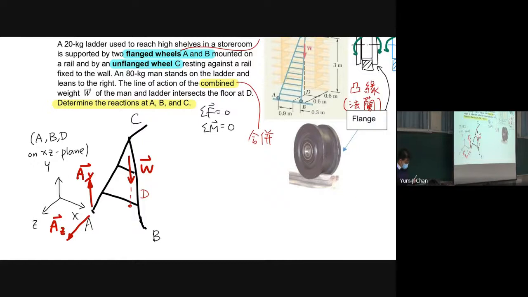And the next one, because the wheel at B is also flanged, we have BX, BY, and BZ. And for wheel C, the wheel C is unflanged, so it has only one force. This is CZ.